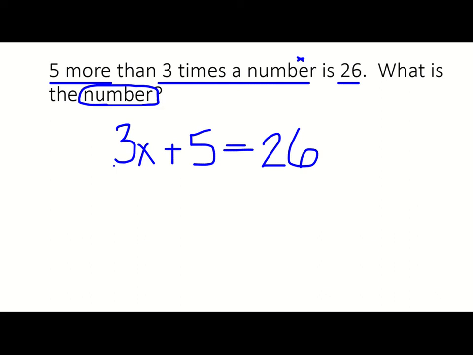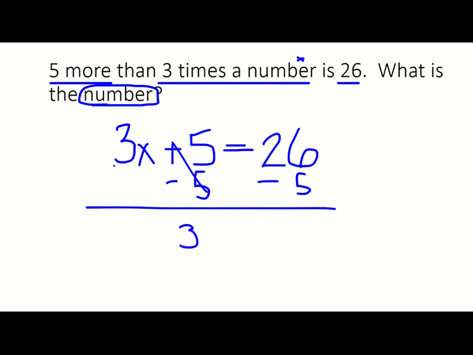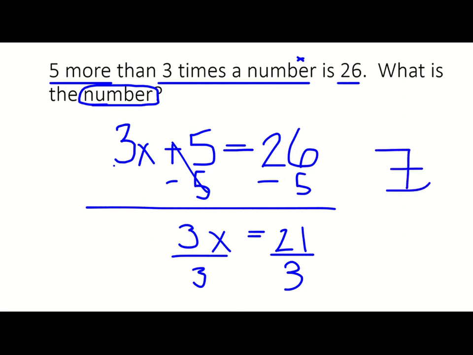So now that we've set up the equation, we want to solve it. So we're going to subtract 5 on both sides. So we have 3x equals 21, and then divide by 3. So x is going to be 7, but this just says what is the number, so I'm just going to answer, the number is 7.